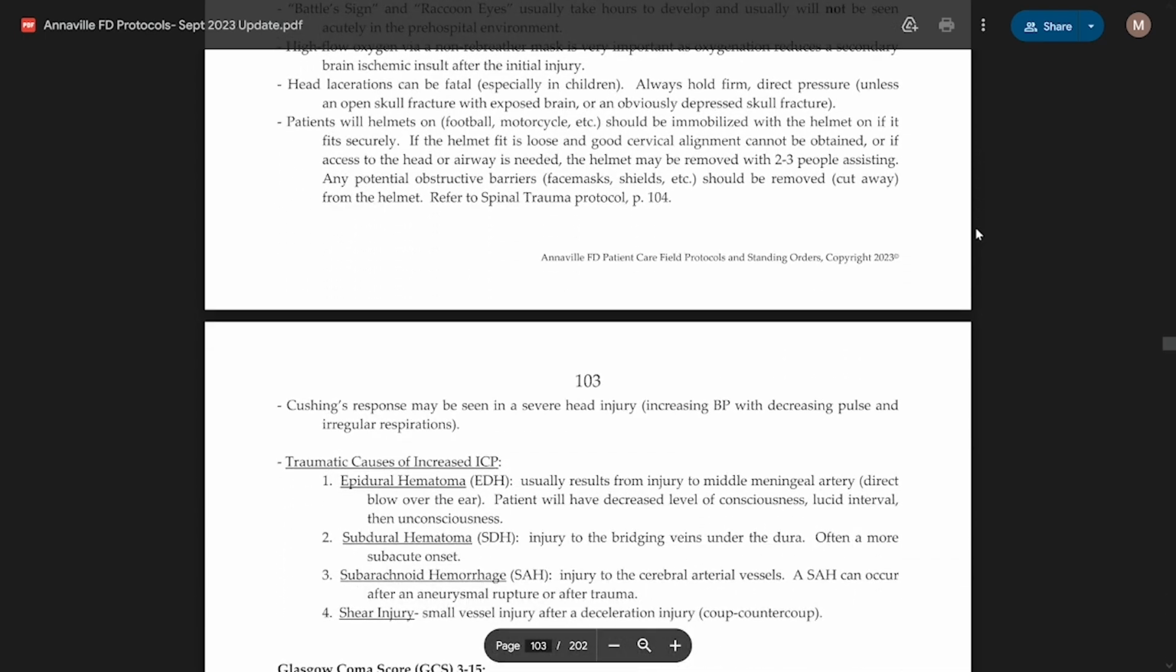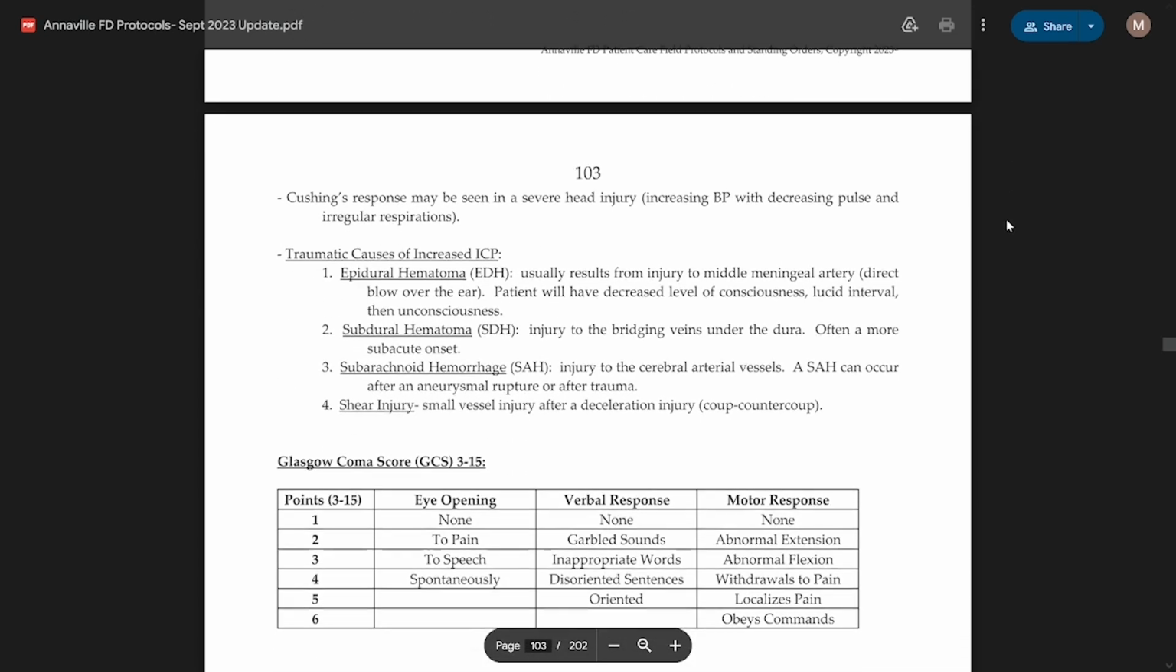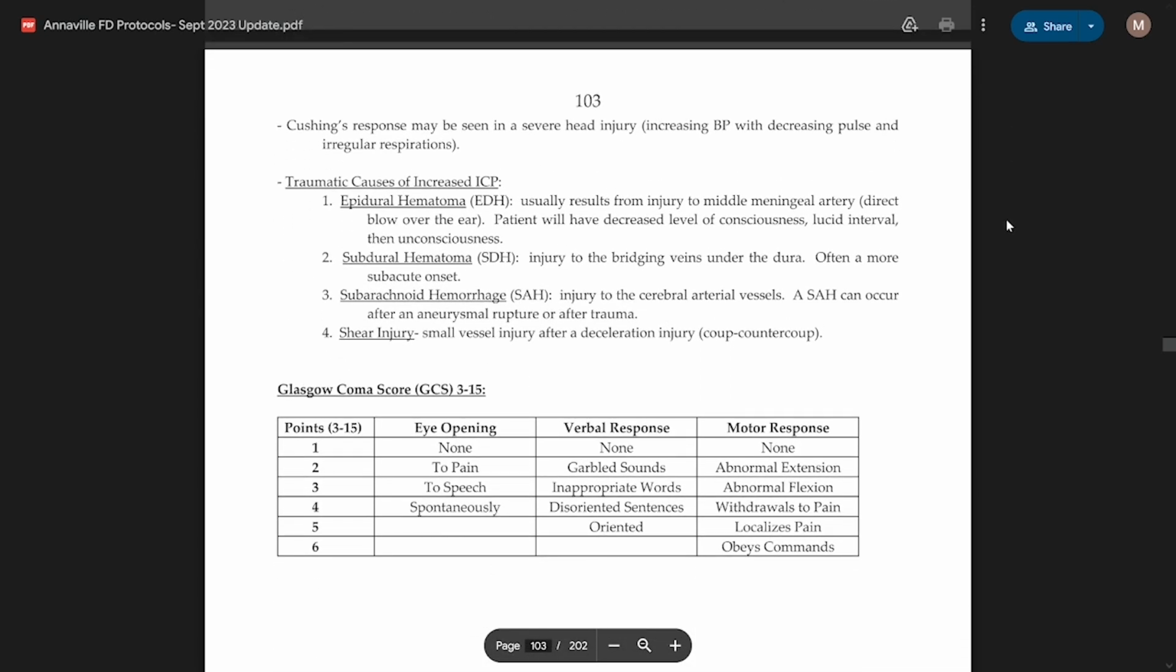Cushing's response may be seen in a severe head injury, which is an increase in blood pressure with decreasing pulse, as well as irregular respirations. For traumatic causes of increased intracranial pressure, an epidural hematoma usually results from an injury to the middle meningeal artery, a direct blow over the ear. The patients will have a decreased level of consciousness, a lucid interval, and then unconsciousness.